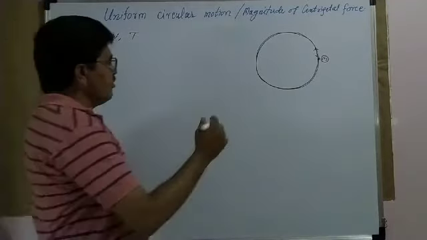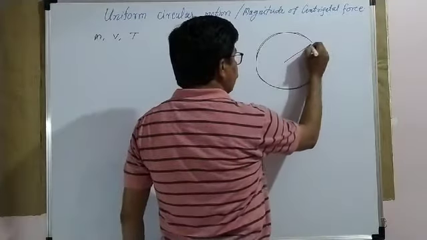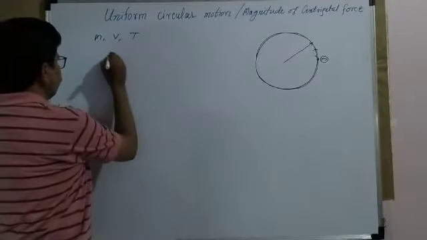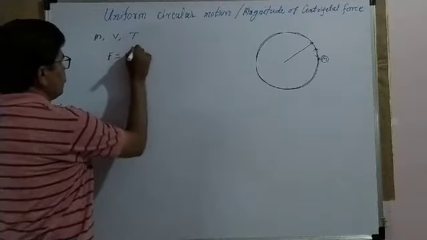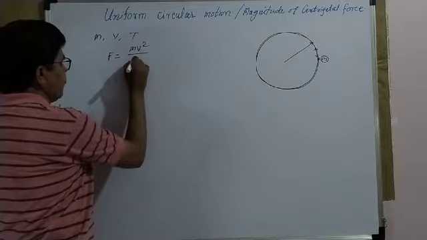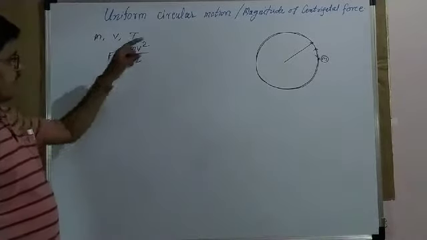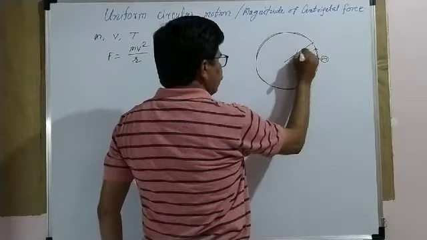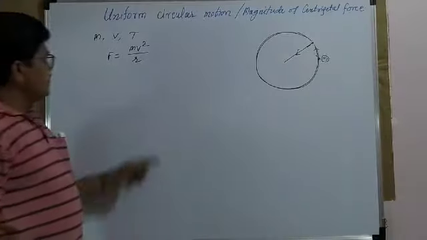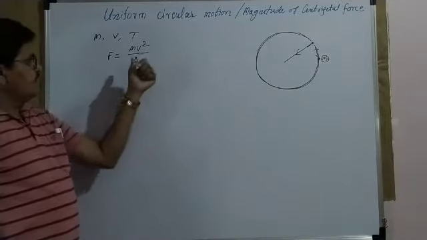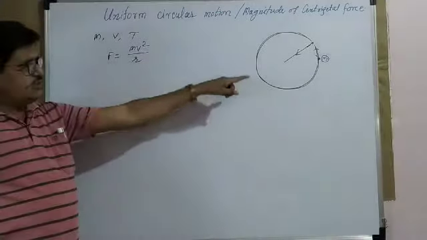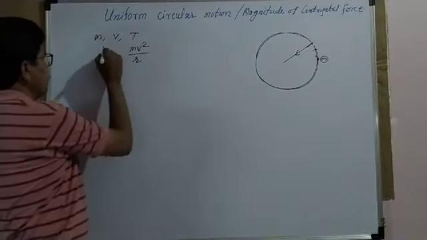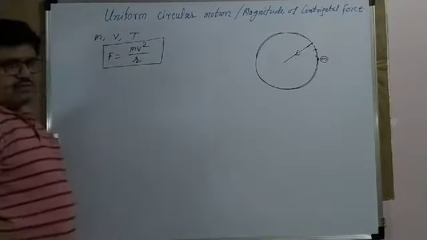Now, how much centripetal force acts on that object moving with uniform circular motion? That is F is equal to mv square by r, where m is the mass of the object moving along the circumference of a circle, v is the speed of that object, and r is the radius of that circle. That is the centripetal force acting on the object.